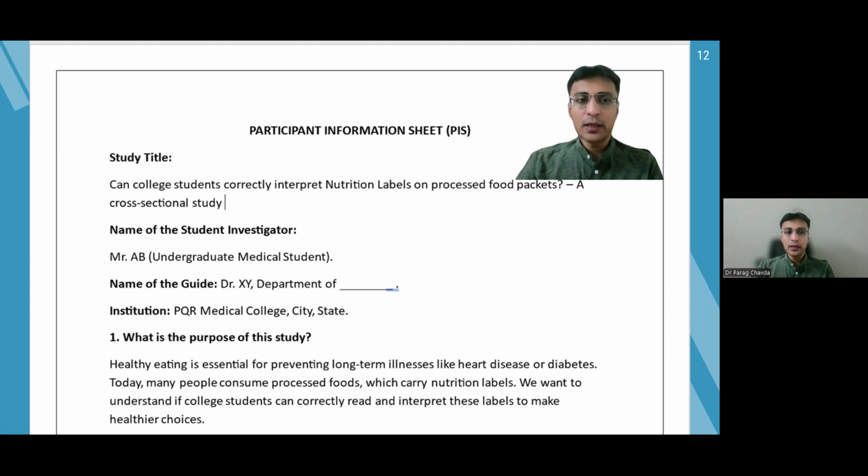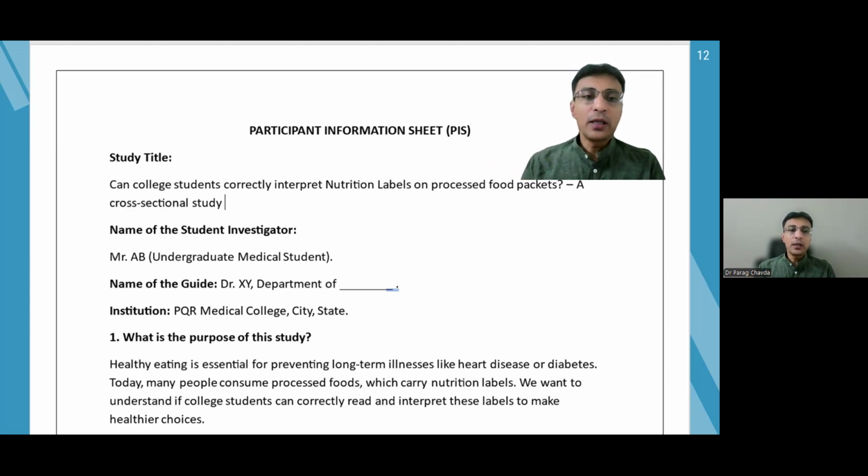The sentence goes here: healthy eating is essential for preventing long-term illnesses like heart disease or diabetes. You understand that this is not necessarily in scientific terms, since this is expected to be consumed by your research participant, who is more likely to be a layperson when it comes to the science of medicine. So it's not in scientific language. What we are writing here is science writing rather than scientific writing. The terminology that you use while writing your study protocol, the terminology in the participant information sheet is expected to be simpler.